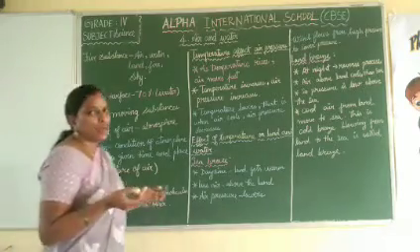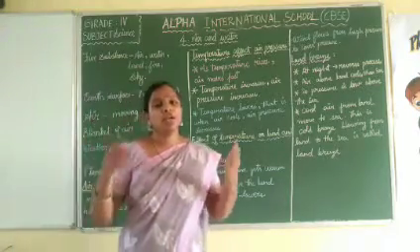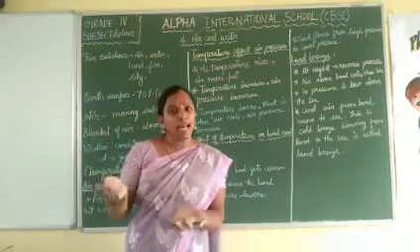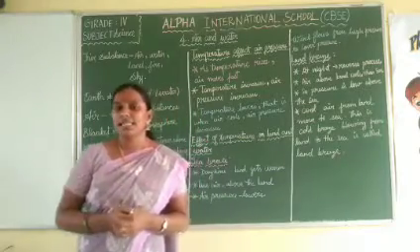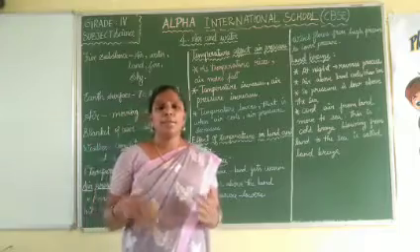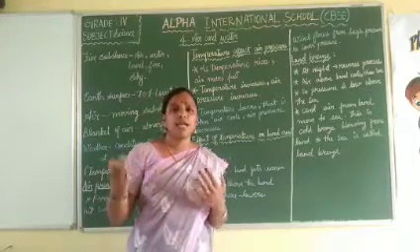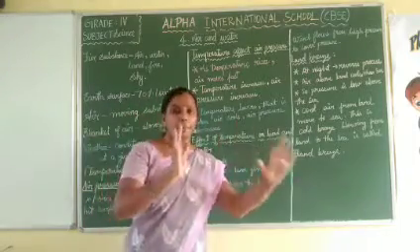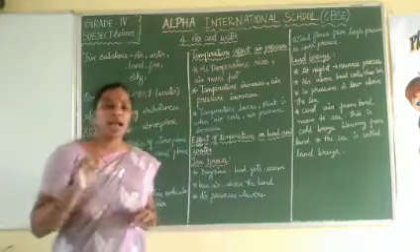So we know what water is. Apart from that, we need to know what air is. What is air? Air is a moving substance. There are molecules in the air, and the molecules present in the air move from one place to another. That is called air.